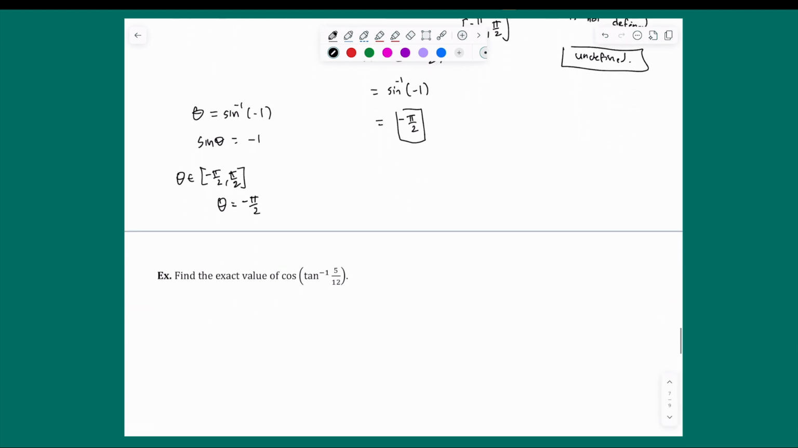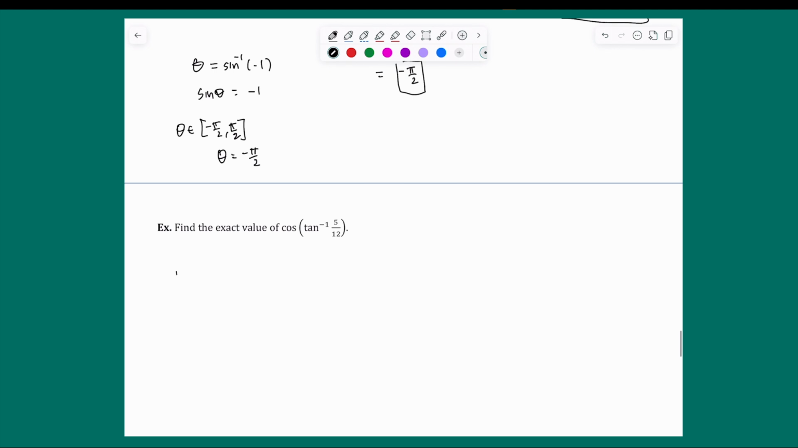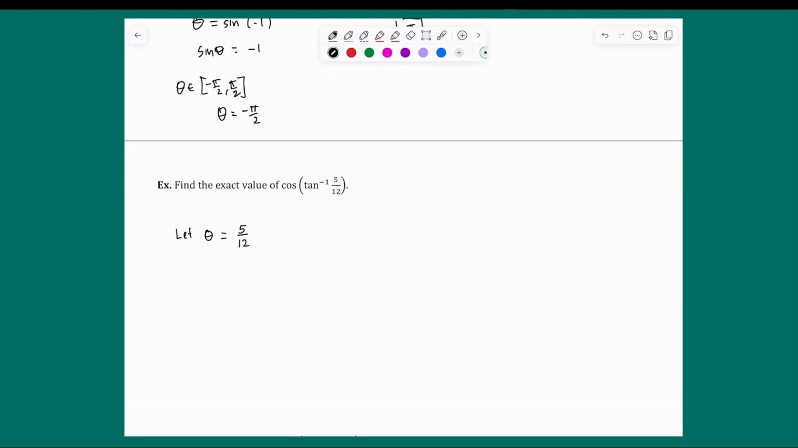Let's take a look at another example where we're finding the composite of two trig functions and an inverse function. So here we're actually finding the exact value of cosine of tangent inverse of 5/12. And so what we're going to do is let theta equal tangent inverse of 5 over 12. Okay, and so if we rewrite this, tangent of theta is equal to 5 over 12.